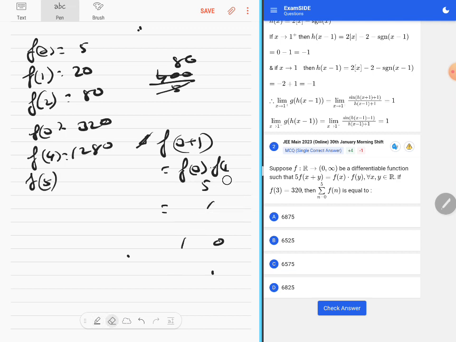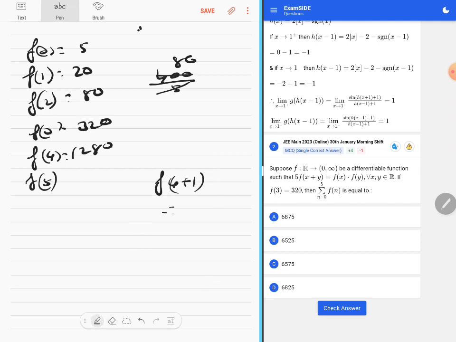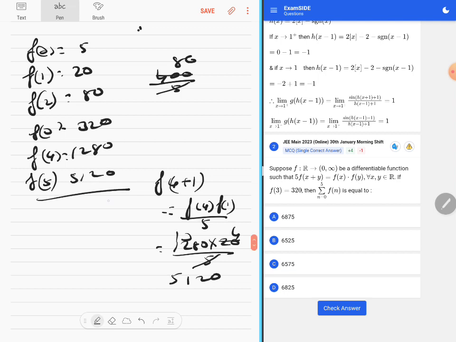And f of 5 can be found by using f of (4 plus 1), which is f of 4 into f of 1 by 5. F of 4 itself is 1280 and f of 1 is 20, divided by 5. That gives 5120.